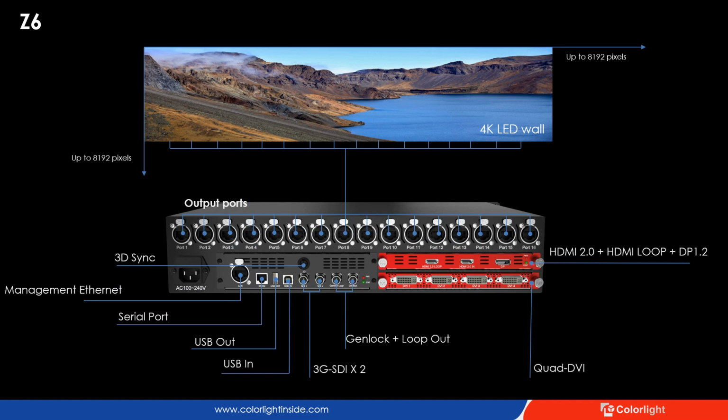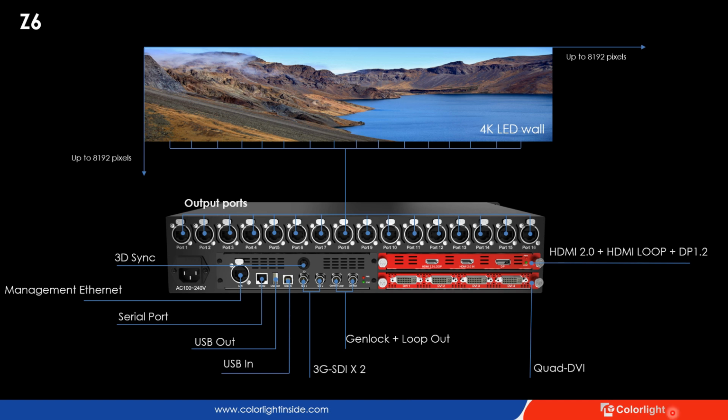Next, we are going to look into the Z6 processor's hardware specs. Z6 is a 4K resolution capable processor. It has more features versus Z4. Not only does it have larger capacity, it also supports HDR and has more inputs. The red section on the right side is the video input slot area where we can plug in replaceable input cards. It's got an HDMI 2.0 and a quad DVI card. On the HDMI card, there are also an HDMI loop out with HDCP 2.2 and a DP 1.2 input.